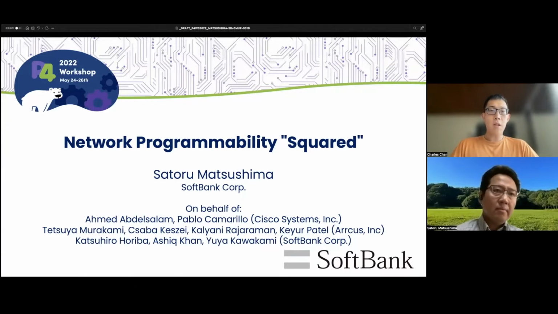The topic of this talk is network programmability squared. It is my pleasure to introduce our speaker, Satoru Matsushima, a technical master at SoftBank. In today's presentation, he will explain the network programming model for the SRv6 mobile user plane and the benefit this model brings to the network architecture and operation.